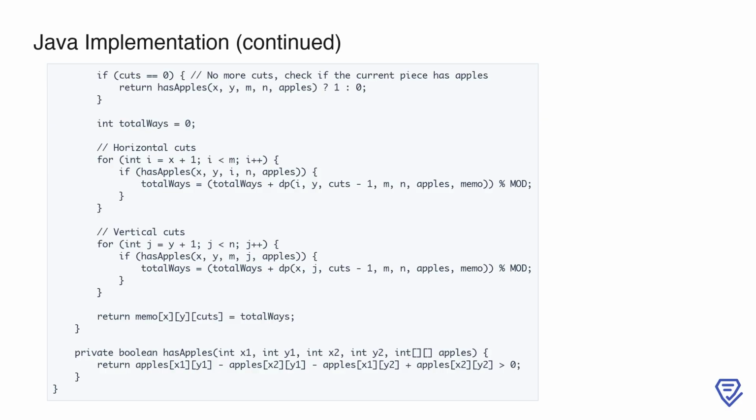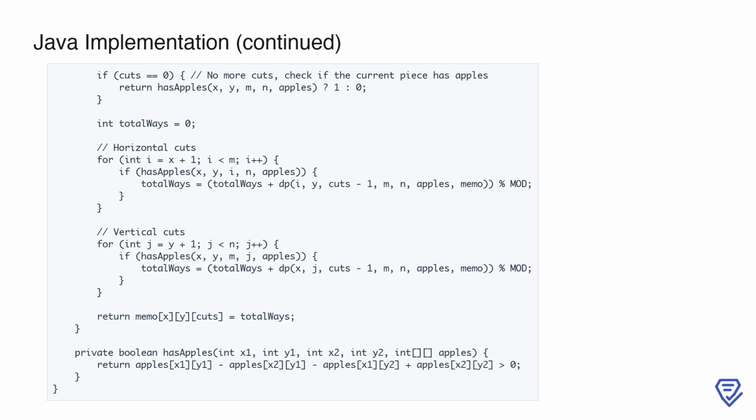For horizontal cuts, we iterate through possible row indices below the current row. If the upper segment contains apples, we recursively call dp for the remaining cuts. Similarly, we handle vertical cuts by iterating through column indices to the right of the current column, ensuring the left segment has apples before making a recursive call.